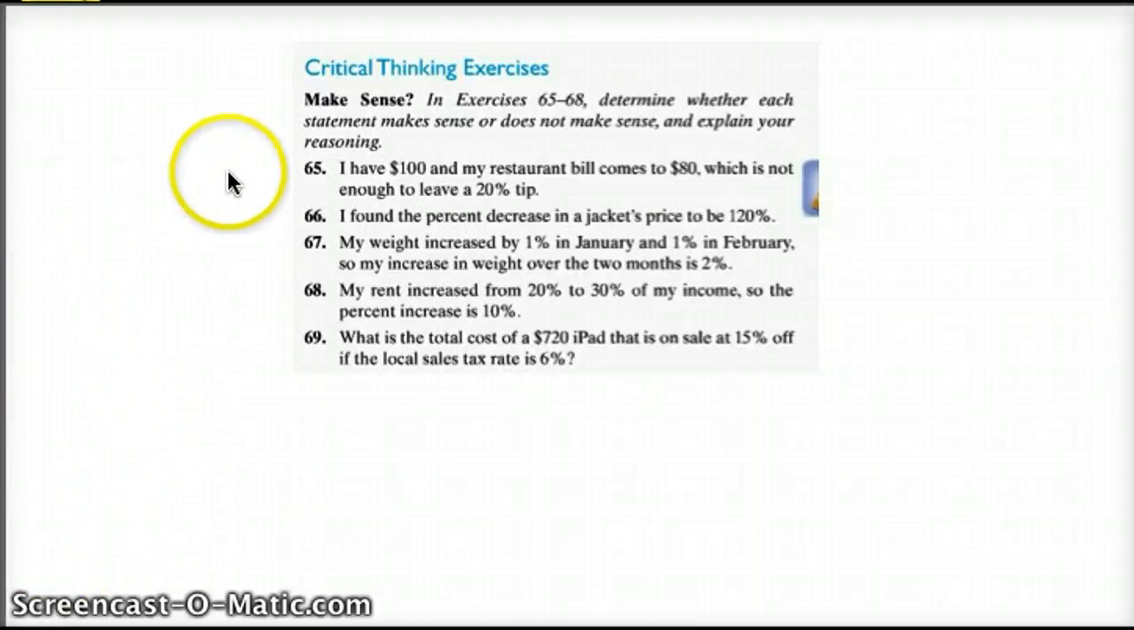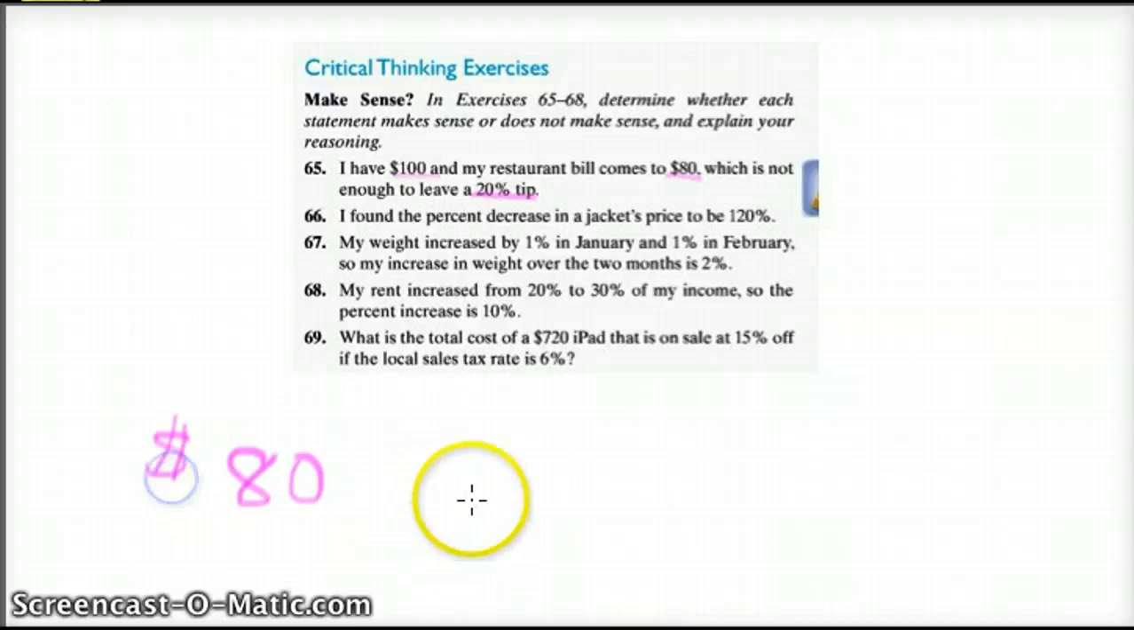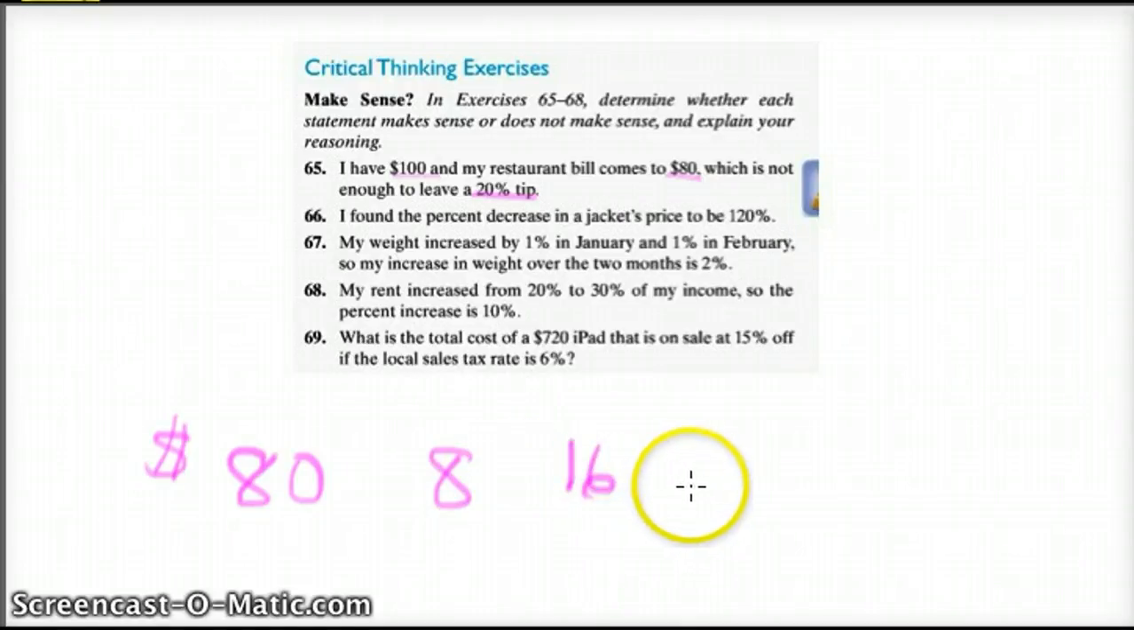All right, let's say I have $100 and my restaurant bill comes to $80. Which is not enough to leave a 20% tip? Well, they got $100 and their bill is 80, right? Okay, well, what's 10%? 10% of $80 is just $8. And if that's 10%, 20% will be double that, which is 16. So does that make sense? And the answer is no, does not make sense.